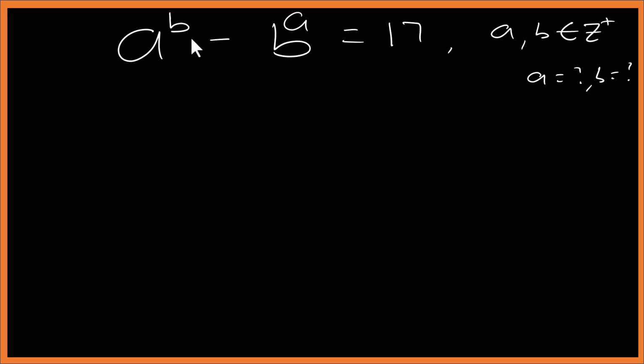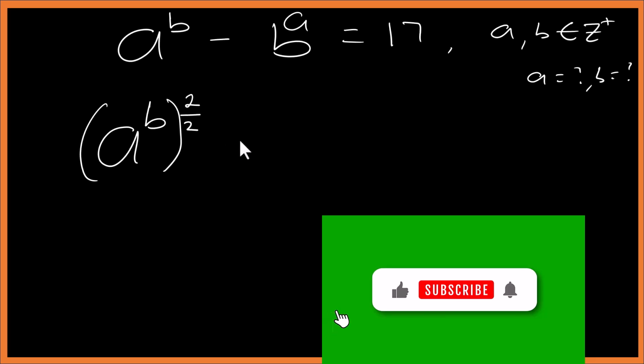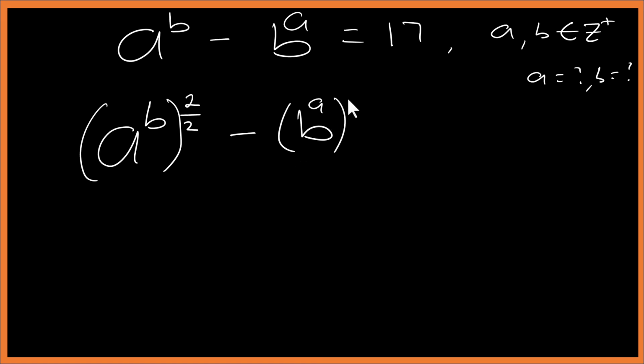So we need to support this. What I'm going to do here is to raise both powers with 2 on 2. So 2 on 2 will be the same as 1, so I've done nothing to it. So we have minus b raised to a, 2 on 2, then write it well, equals 17.